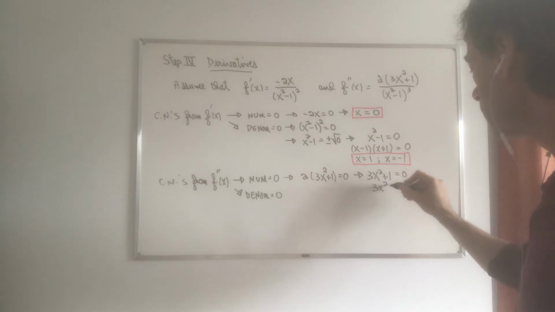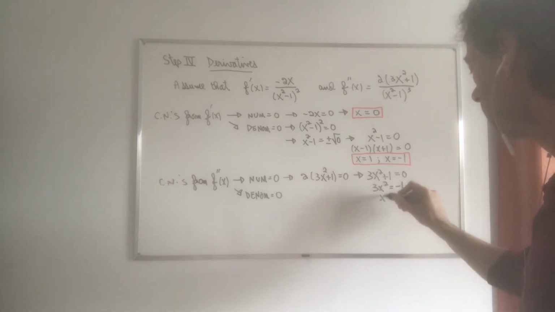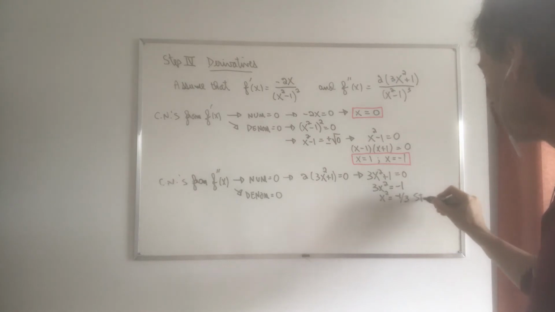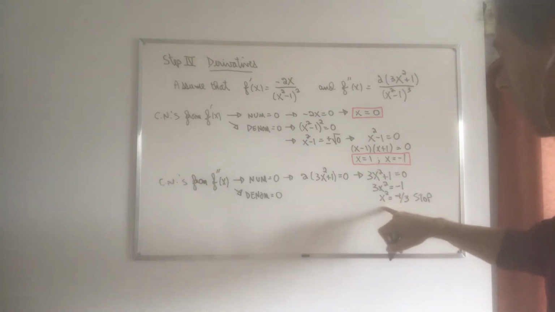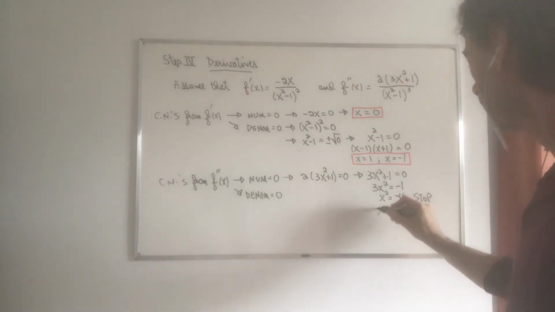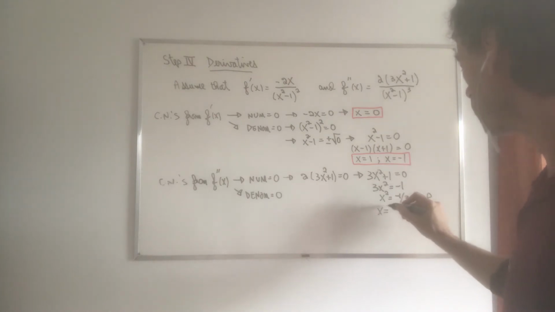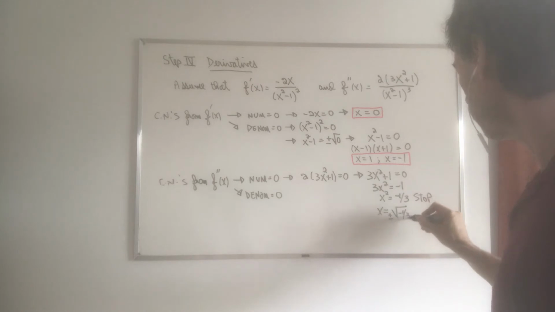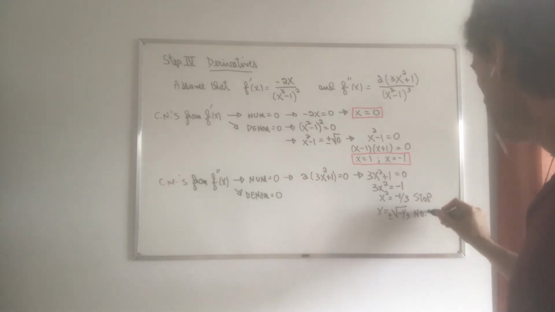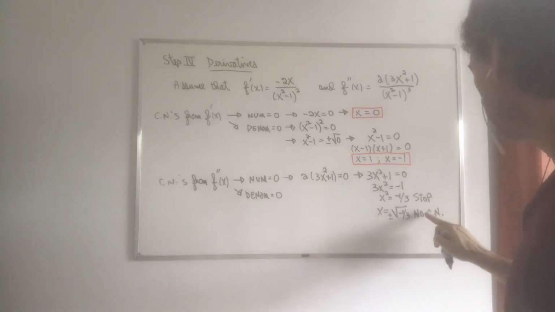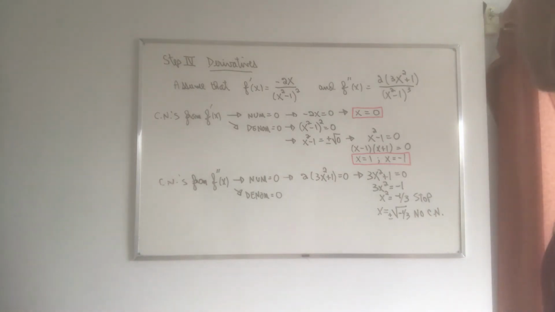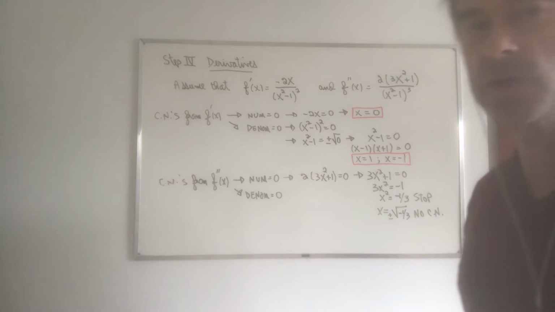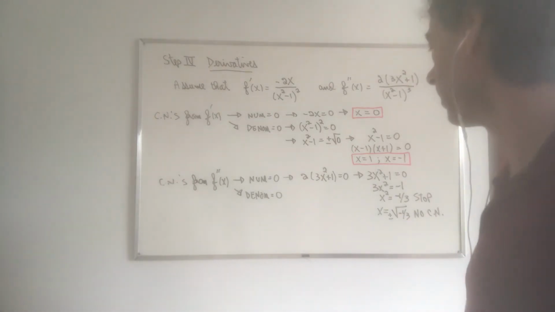That's 3x squared is equal to minus 1. X squared is minus 1/3. Stop. Why? Because I cannot take the square root, plus or minus, of a negative number. No critical number. I could have stopped right here when I saw that x squared is a negative. X squared is never a negative number.